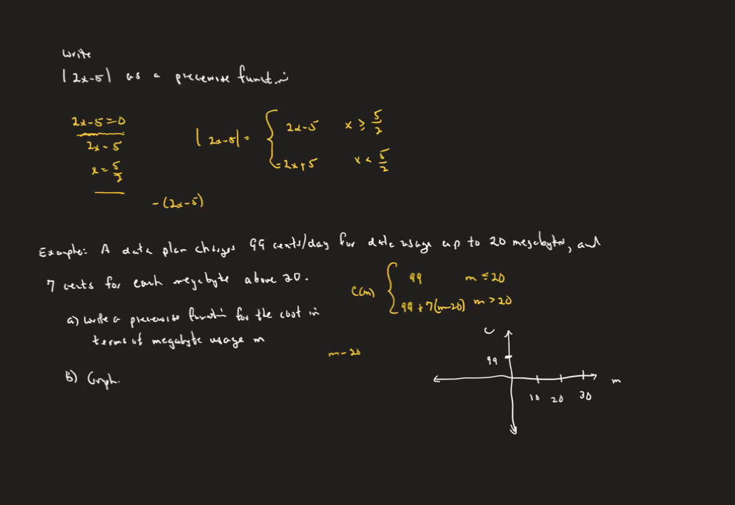So our graph is going to be this: no matter if we use no megabytes at all, we don't use our phone at all, we're still going to pay that 99 cents, and we're going to keep paying 99 cents all the way till we get to 20. And if we stop at 20 megabytes, our cost is still going to be 99 cents. But then it's going to start going up with a slope of 7. And so that is going to be the graph of our piecewise function. Okay, hopefully this will help you with homework number 11.